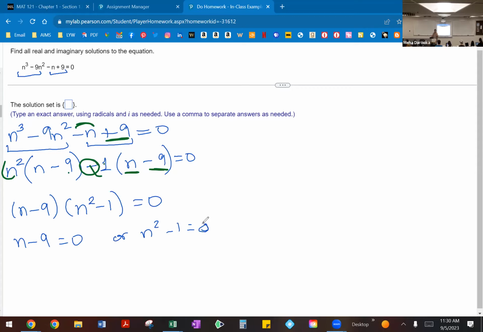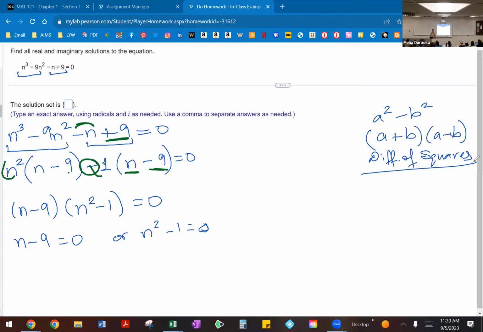However, we can still factor n squared minus 1 down because it's not in the simplest format. How can we factor n squared minus 1? Does anybody remember difference of squares? So if you have a squared minus b squared, doesn't matter if it's equal to 0 or not, it factors into a plus b, a minus b. This is what we call difference of squares. Having a vague memory, we talked about this on the first day of class.